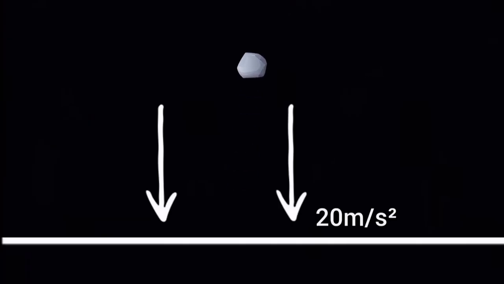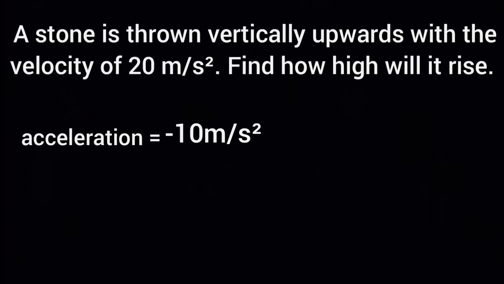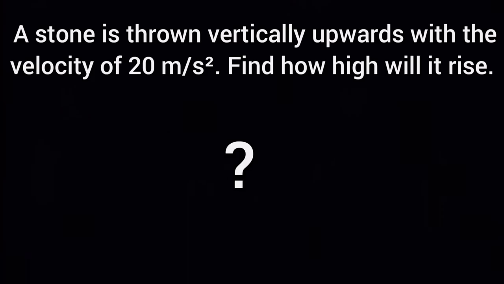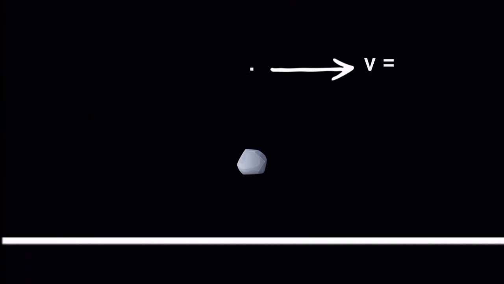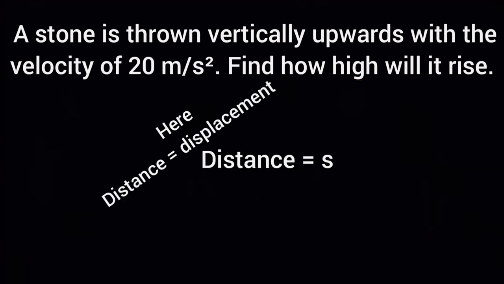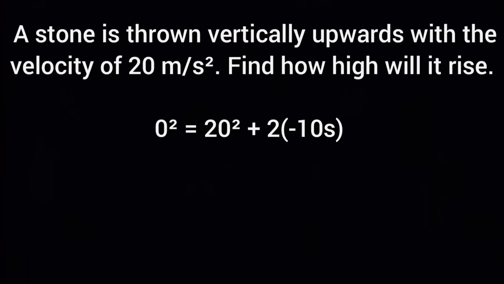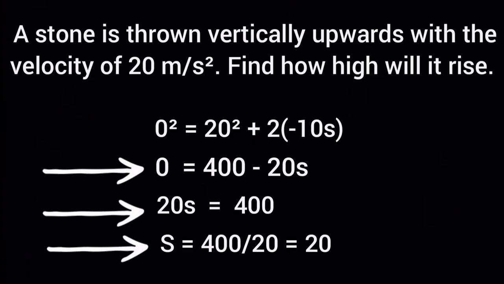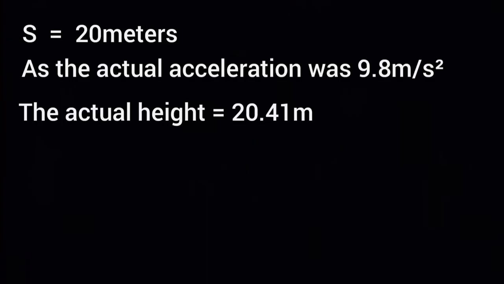The stone would be experiencing the Earth's gravitational pull of 9.8 meters per second squared, but let's take it 10 meters per second squared for easier calculation. So we get the acceleration as negative 10 meters per second squared. It's asked how high will the stone rise, means at a point, the stone would stop and start falling downwards, so the final velocity would be 0. They have asked to find how high will the stone rise, means the distance. Using this formula, we get 0 squared equals 20 squared plus 2 into negative 10 into s. By burning my brain cells, we got the height as 20.41 meters.